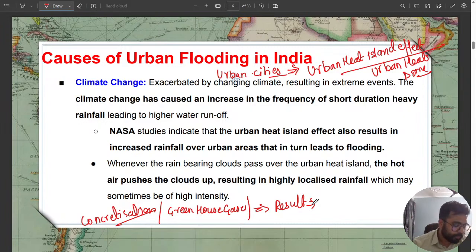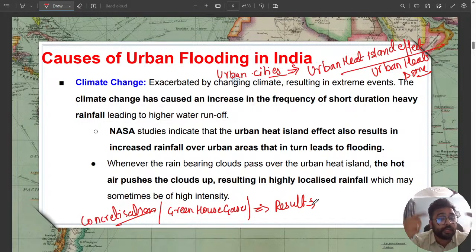Okay, water pollution, in a way, yes Anvesha, it can also be a cause. Water pollution will clog the drains and clog the flow of the rivers. So in that sense, I am coming to water pollution as an issue. I hope you got it, how the urban heat island effect, urban heat dome, is a major reason that urban cities get rains of a very short span, but that short span is intense.